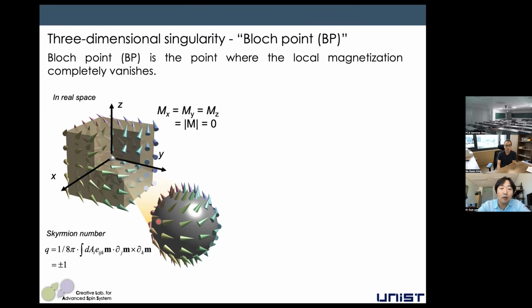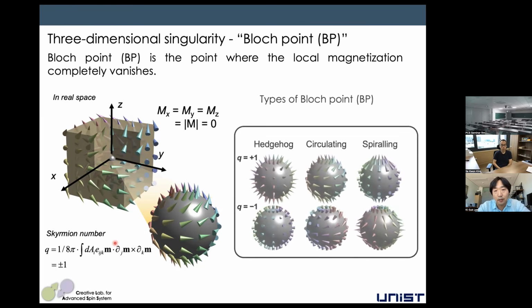And also you can divide the types of Bloch points according to the surrounding spin configurations like this. We can classify six different Bloch point types according to the skyrmion number and the spin configurations. Here, the first one is a hedgehog style, the second one is circulating, and the third one is spiraling. Okay, so we can classify the Bloch point structures.